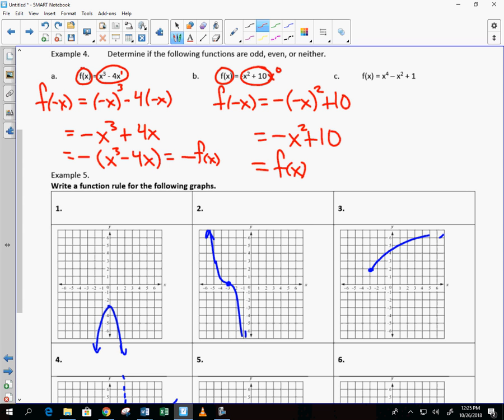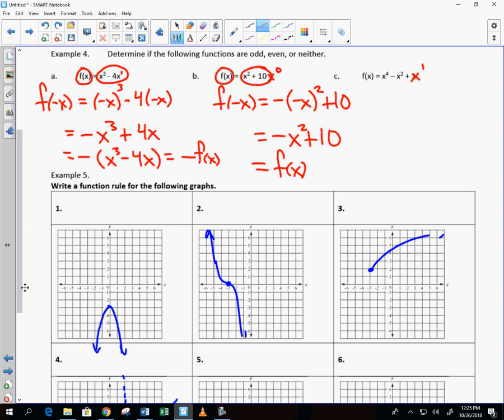Okay, so the fact is that this is even because you see the x to the 0 power again. If I changed it and it was just plus x, that would be plus x to the first power. There you see a mix of both even and odd that would create neither.